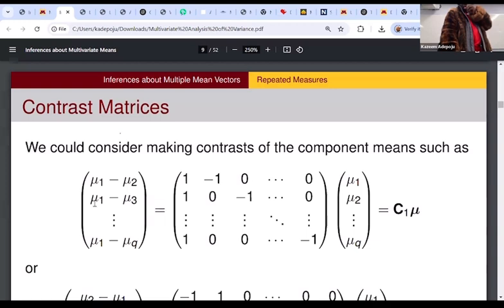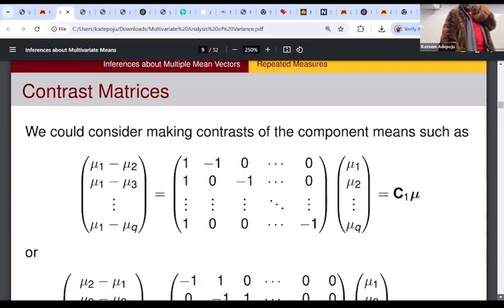Now here, mu1 minus mu3. What is the coefficient of mu1? 1. What is the coefficient of mu3? -1. Every other one stays 0. The ones I'm considering will be 1 and -1, and the ones I'm not considering will be 0. That's what that means, and that's why I have this matrix with mu1, mu2, and so on. We can refer to that as C mu.